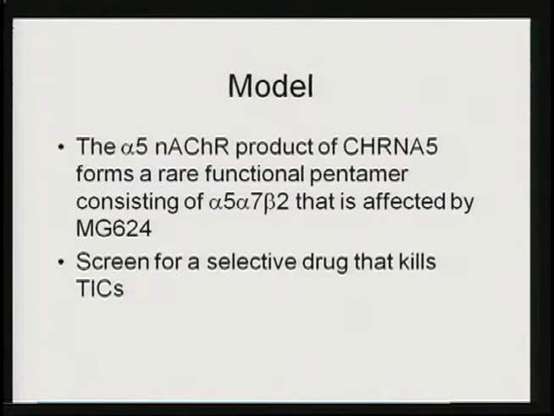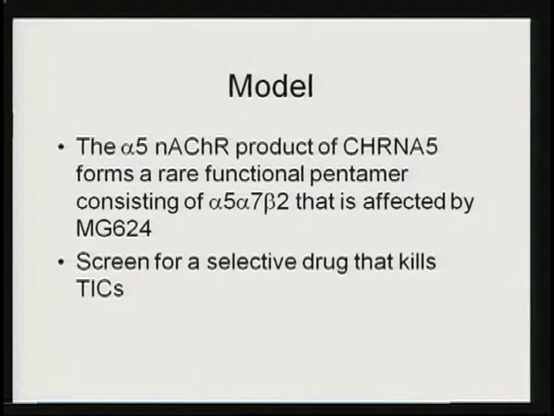Based on the panel of gene expression we see in the tumor-initiating cells, we see alpha-5, we see alpha-7, and we see beta-2. So this is a very rare subunit. This actually has been observed in the brain. It's not in the periphery. Sympathetic neurons normally have alpha-3 beta-4 or alpha-3 alpha-5 beta-4. Perhaps this is something that is hit by MG624.